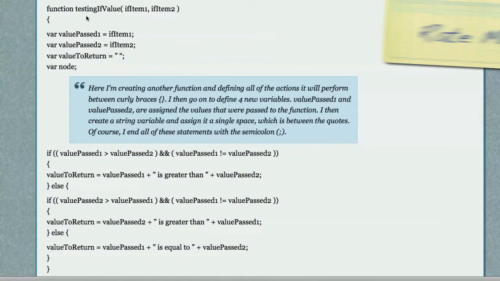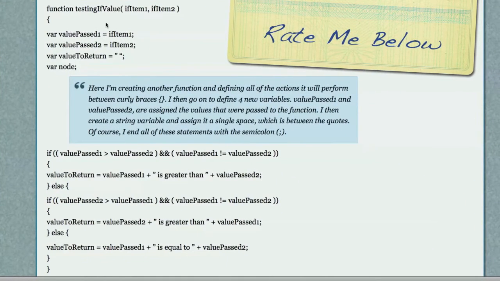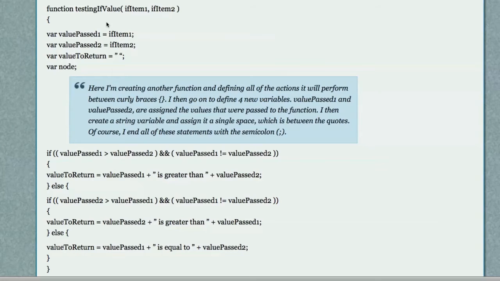Next, I'm defining a function named testingIfValue so that I can explain to you exactly how if-then-else statements work. You can see here I'm accepting two variables, and then I'm taking those variable names and assigning new values to them. This is definitely not needed. You can cut this out, but it's just something that I did. Then I'm defining a variable named valueToReturn. This is the value that I plan on returning whenever I'm done using this function, and I'm giving it a blank space as a value. And then I'm creating another variable that I'm calling node.